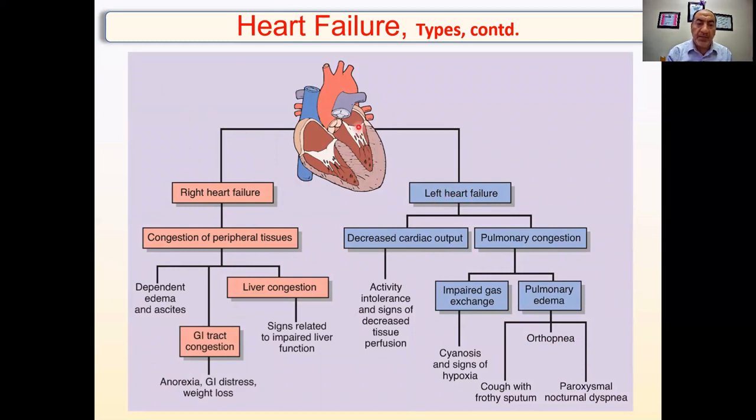On the left side of the heart, it receives the blood from the lung. That's why here you have pulmonary congestion, here you have peripheral congestion, okay? Because this receives the blood from everywhere in the body, okay? So there will be liver congestion because of accumulation of fluids in the liver. There will be signs of impaired liver function.